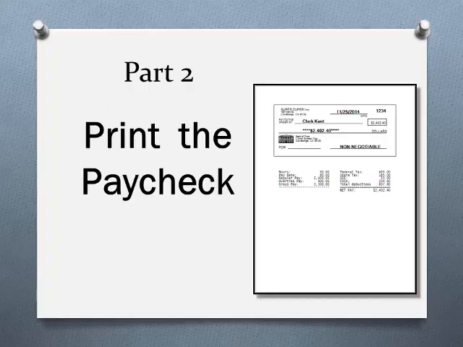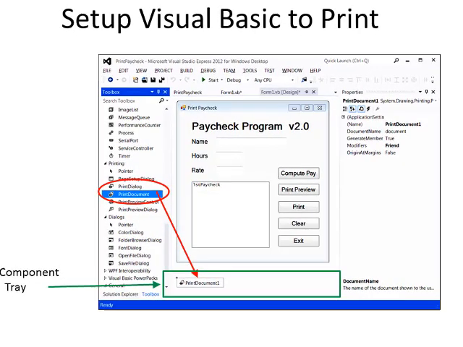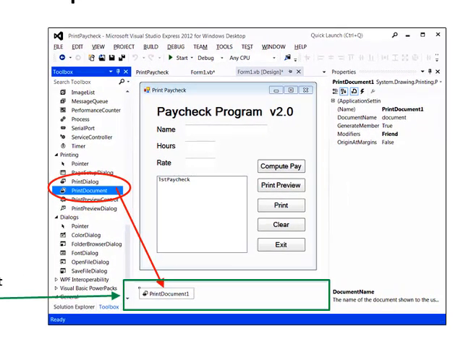Let's go on to part 2, printing the paycheck. Set up Visual Basic to print. The Print Document tool gives Visual Basic the ability to print. Scroll the toolbox up or down until you locate the printing tools. Double-click Print Document. This will place a Print Document tool in the component tray. The component tray is located below the form in Visual Studio's design mode.